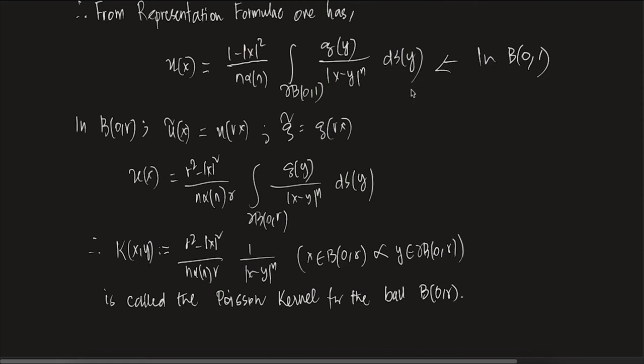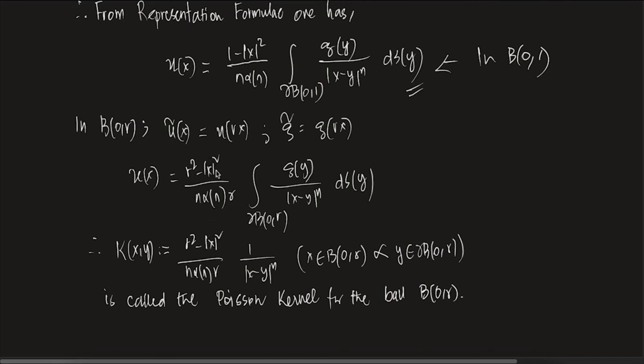Clear? So what I meant is this. This is the representation formula for B(0,1). If you want to do it for B(0,r), you just scale u and g. For the ball, if the solution is u of x, then it is given by this.